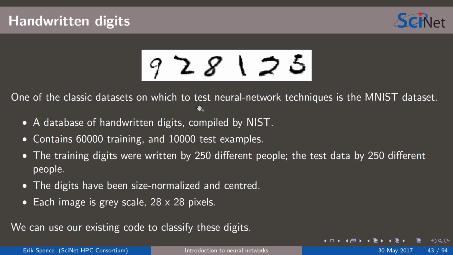It contains 60,000 training and 10,000 test handwritten digits written by 500 people. Poor souls got sat down and they wrote out 1s and 2s. And so there are now 60,000 of them. They've been size normalized, centered, and they're all grayscale, 28 by 28 pixels. Okay.